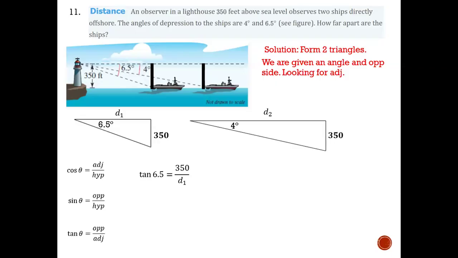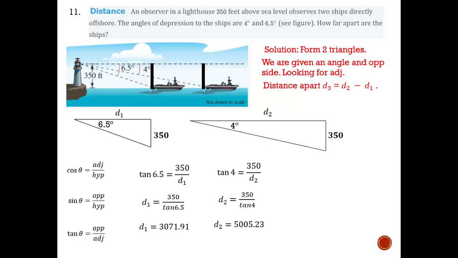So tangent of 6.5 degrees is equal to 350 opposite over adjacent. Solving for D1, plugging this into my calculator, I'm going to get this value, 3071.91. Okay, let me go ahead and get D2 from our second triangle. Very similarly, I did the same process and I have this value. Distance 2 is 5,005.23.